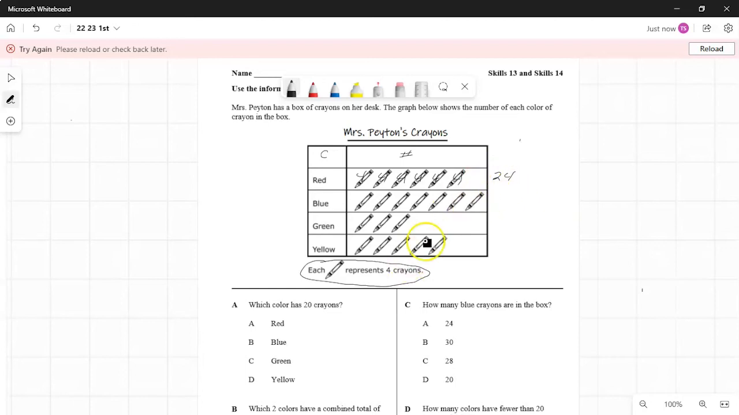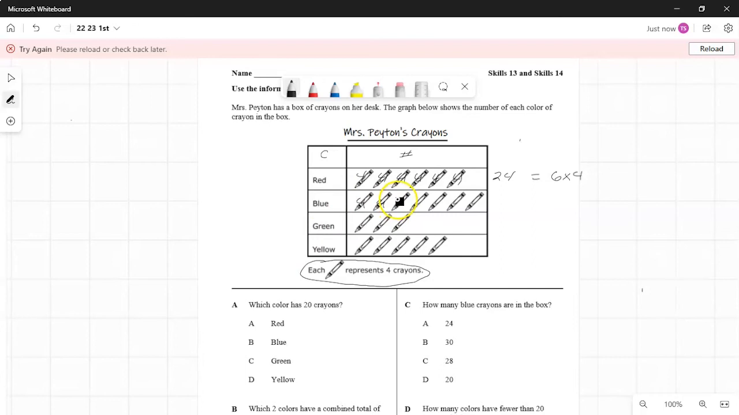Or we could just make a multiplication sentence to do this quickly. I can see there's 1, 2, 3, 4, 5, 6. So I can do this, 6 times 4, and I know that equals 24. So if you know your multiplication, it just makes adding that much quicker. So we'll go ahead and do the blue crayons.